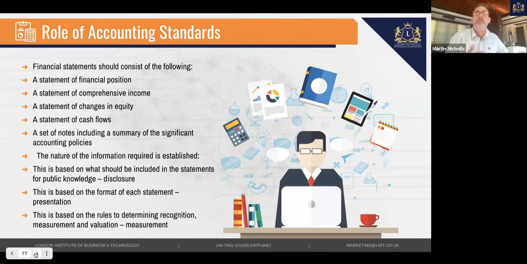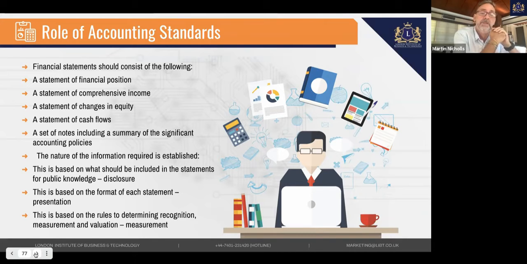So that's what a financial accountant, the finance department, is going to put together for reporting purposes, each of those statements. They'll also come with a set of notes, including a summary of the significant accounting policies. Makes sense, right? And by definition, then the nature of the information required is established. It's based on what should be included in the statements for public knowledge. So certain industries, certain businesses, they need to disclose stuff legally. We've talked about open disclosure or total disclosure.